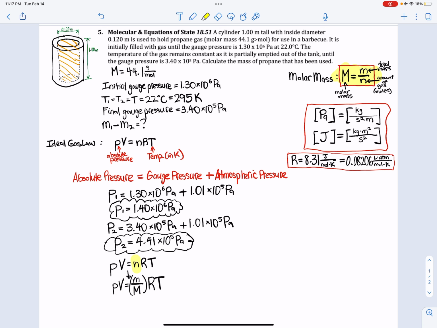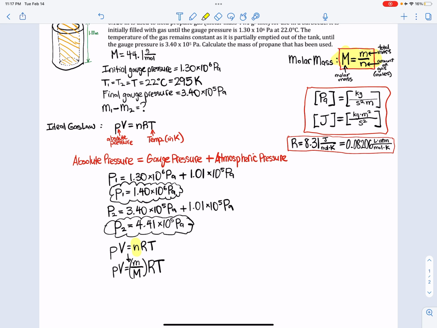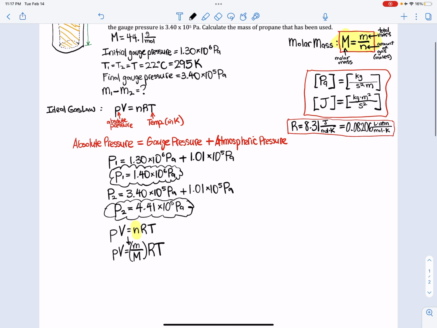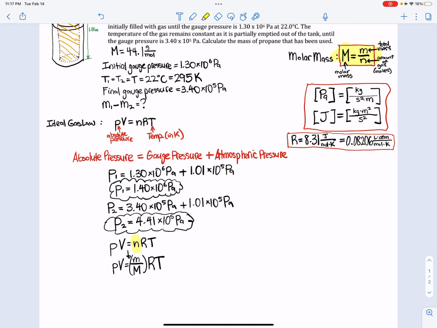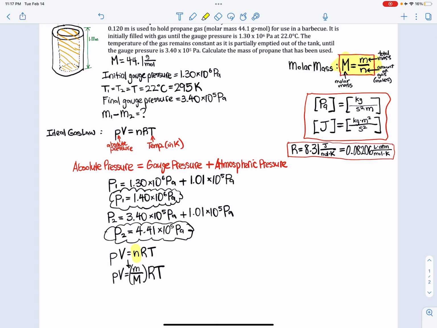So I could rewrite this equation with the constants on the right side and the things that change on the left side, right, from initial to final. So I know my pressure changes because I have an initial and final pressure. I know my volume doesn't change because the cylindrical tank doesn't change shape or anything like that. My mass right here, that will change, right? Because that's what we're looking for, the mass of propane that was used. So the initial mass will be different than the final mass. Molar mass doesn't change. And like I said, R doesn't change and temperature doesn't change in this problem.